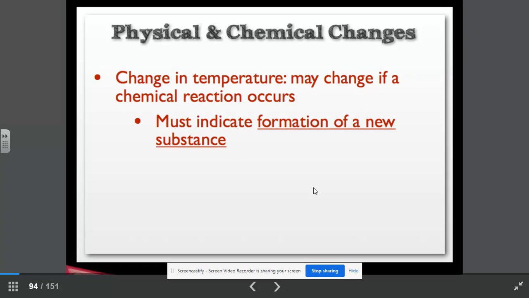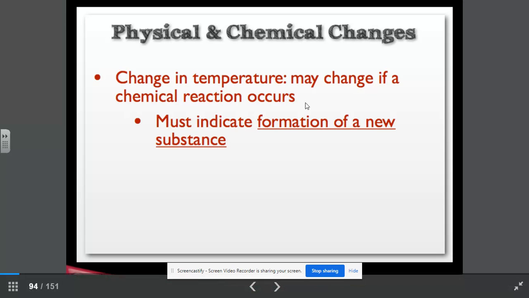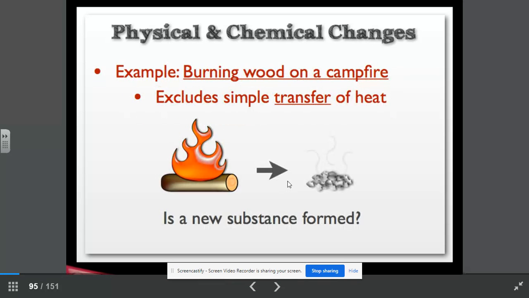Temperature may change if a chemical reaction occurs. Sometimes we will combine substances and heat will form, or cold will form. So this must indicate the formation of a new substance. Example, burning wood on a campfire. This excludes the simple transfer of heat. So I have wood, I've applied heat to the wood, and my resulting substance is ash. Is this a new substance? Think about it.